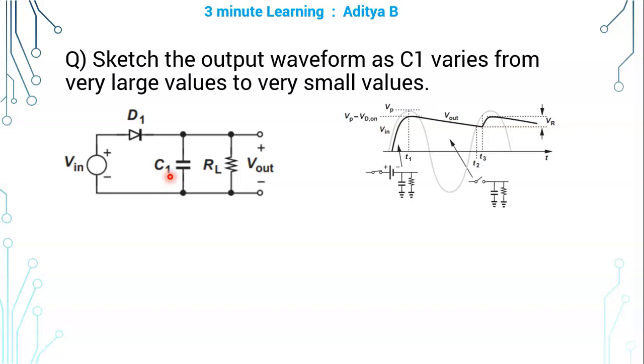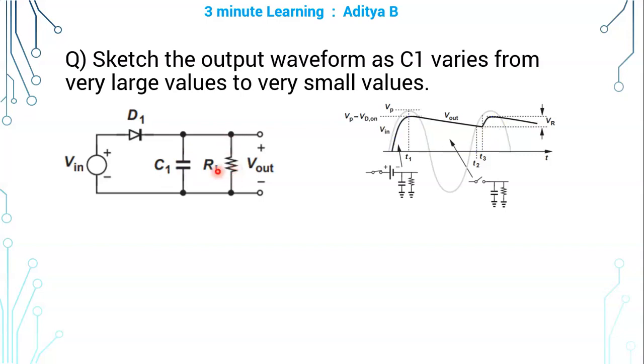If this capacitor is absent, then the output waveform would look like this. It will charge till the peak point of the input voltage, and whenever the input starts falling, the output also starts falling. So this would be the approximate graph. There is a large change in the output voltage from Vp minus Vd to 0. This is basically called pulsating DC. To eliminate these ripples, we use a capacitor.